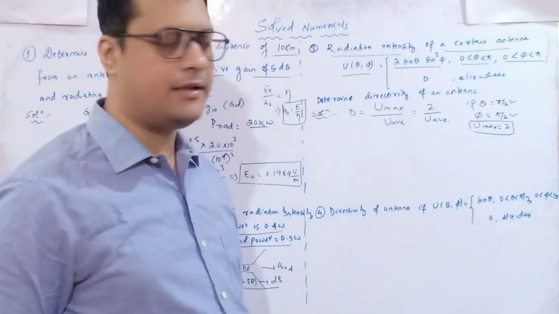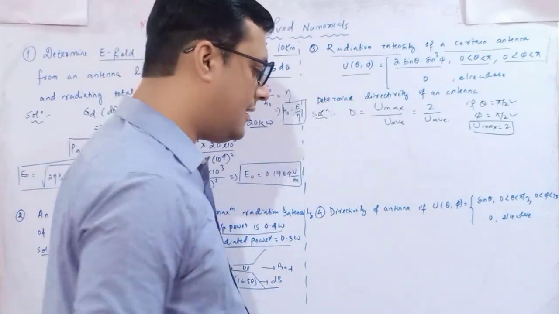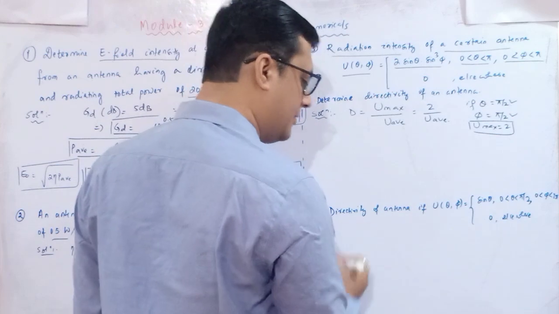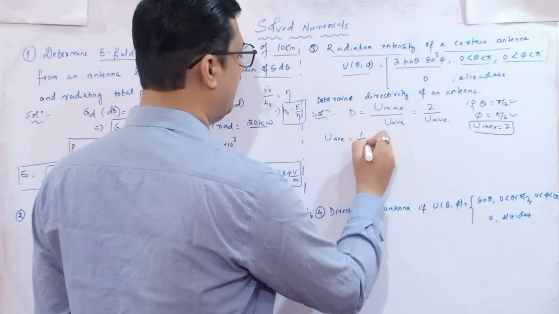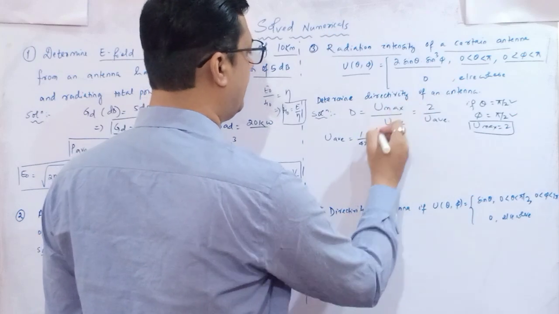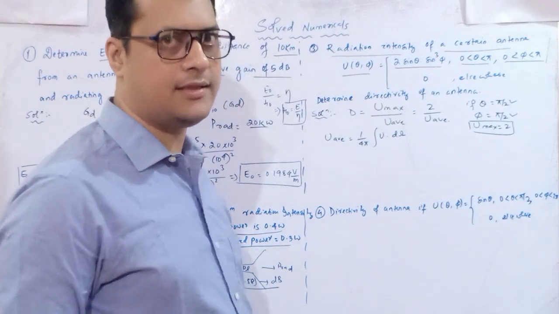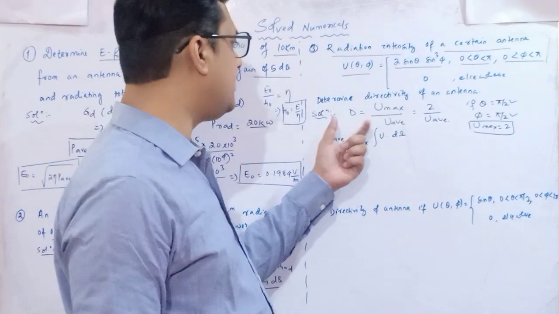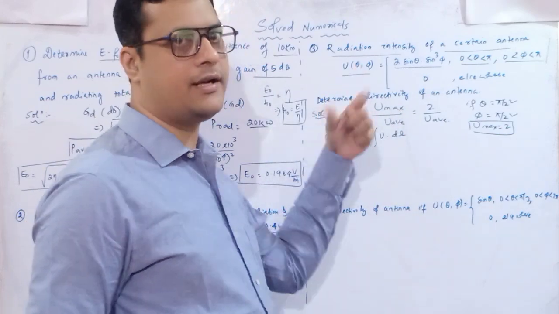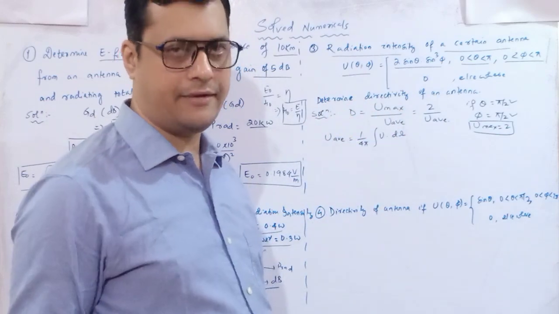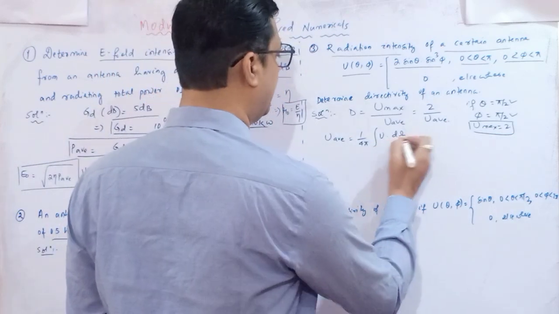Now what is the U average? U average can be calculated from this particular value. So U average is equal to 1 by 4 pi integration of U into d omega. This is the basic relation that we have already derived. This is the solid angle. So d omega is the solid angle multiplied with your U, divided by 4 pi, will give you the average radiation intensity. So we only have to substitute the limits here.